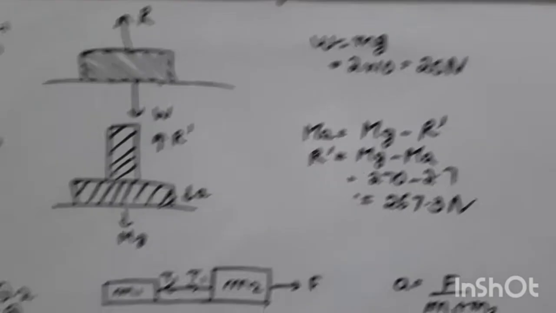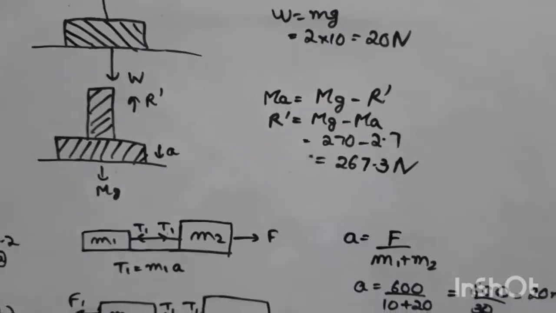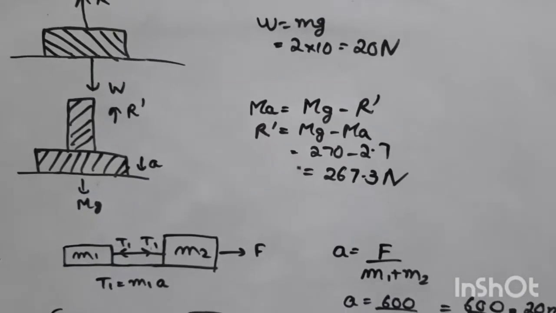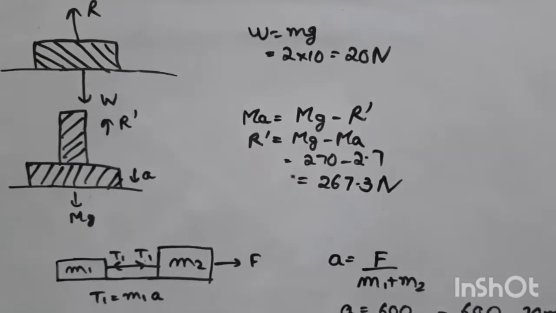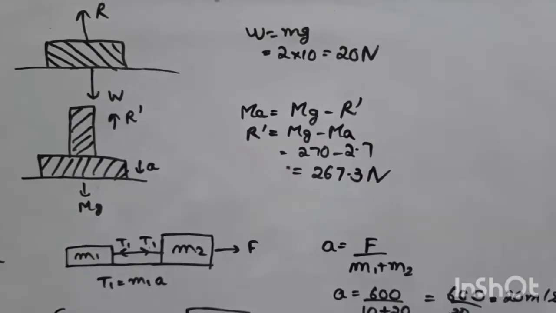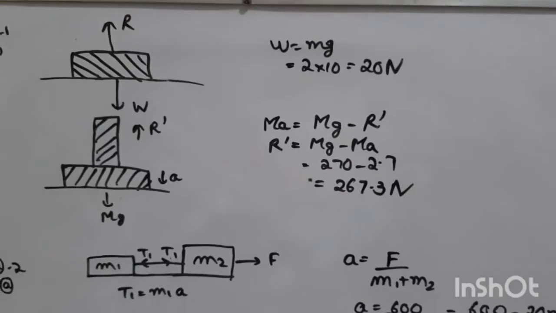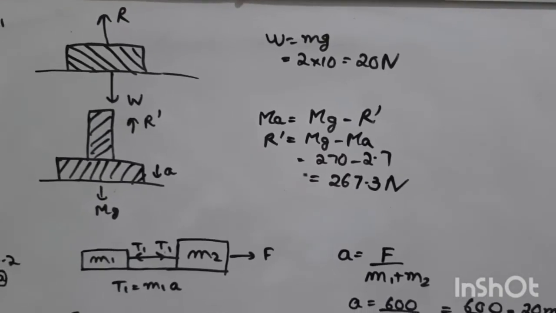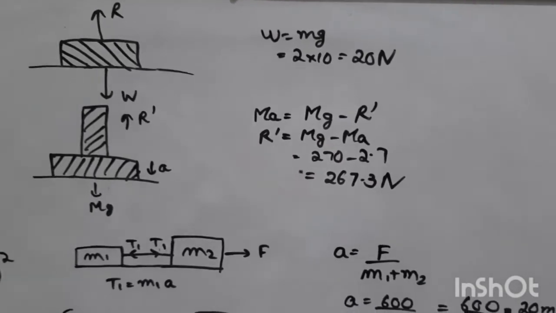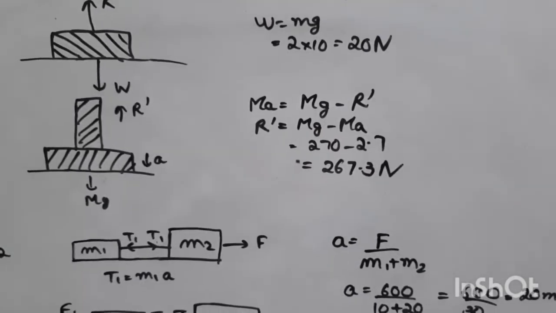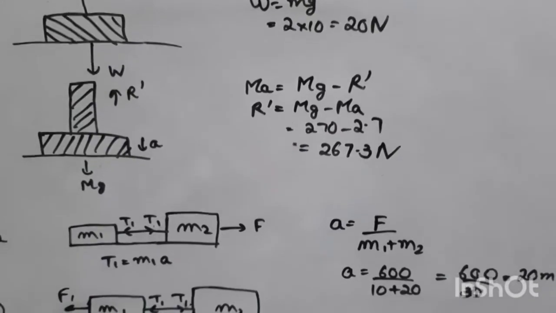So here the total mass in this case will be 27 kg, and capital G value is 10, small a value is 0.1. So we get the reaction force as 267.3 Newton. So the total force exerted by this system on floor will be the same as no external force is acting, which is equal to 267.3 Newton.